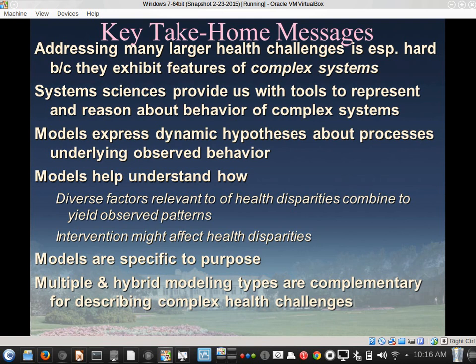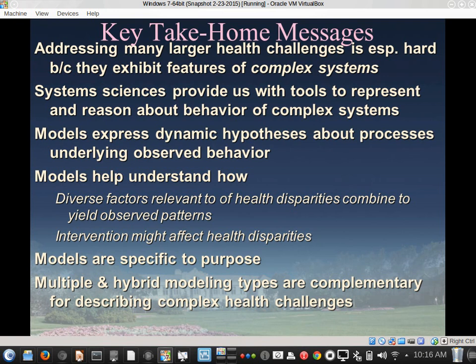But they're models that help us reason about the different areas in complex systems, which often include micro and macro factors. And basically what these models capture is dynamic hypotheses about the processes that underlie the behavior we see in the world, that underlie empirical data, for example, to which we have access, or our observations about a system. And they help us understand how diverse factors related to health disparities or to early childhood education combine to yield observed patterns, why we see these patterns, and they help us to reason about intervention effects.